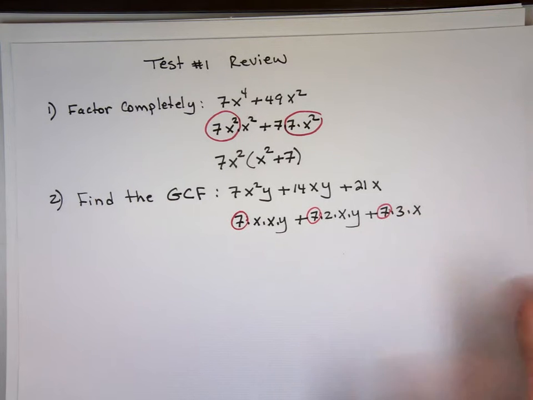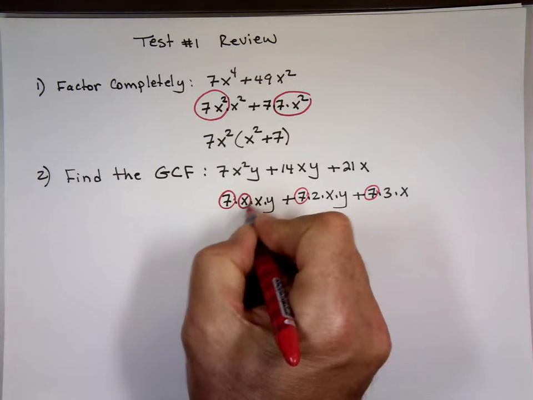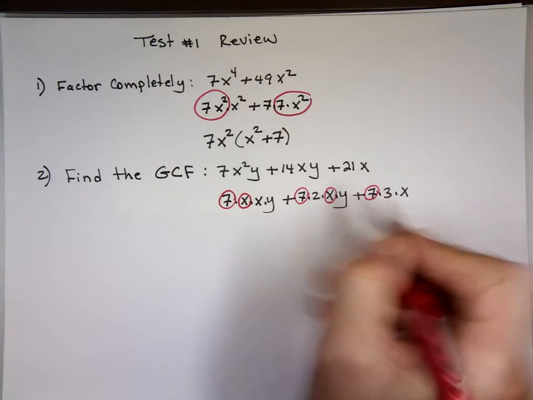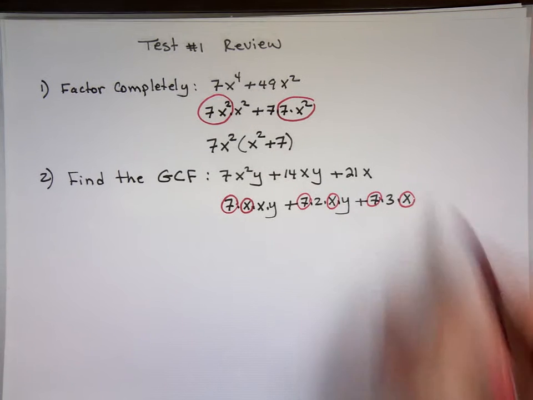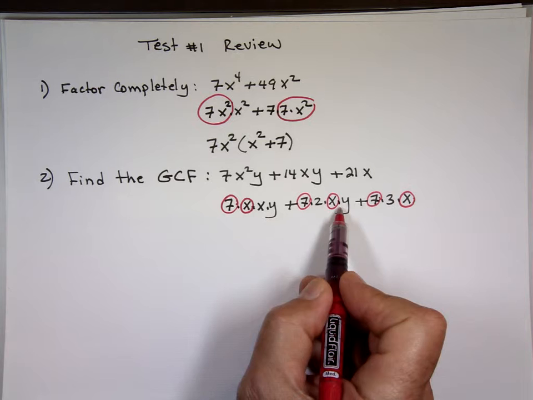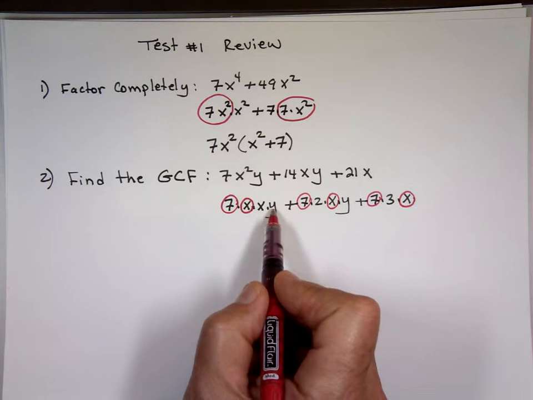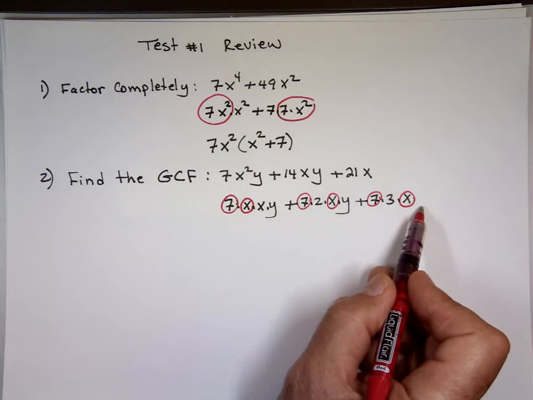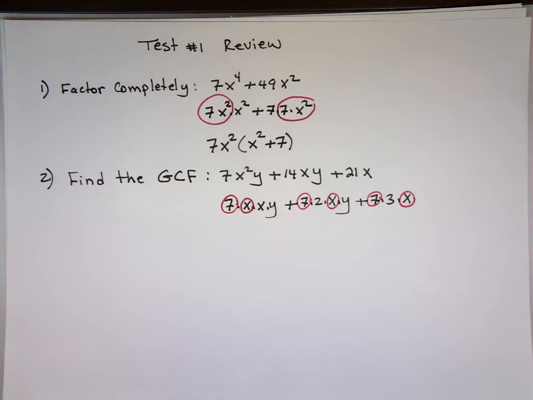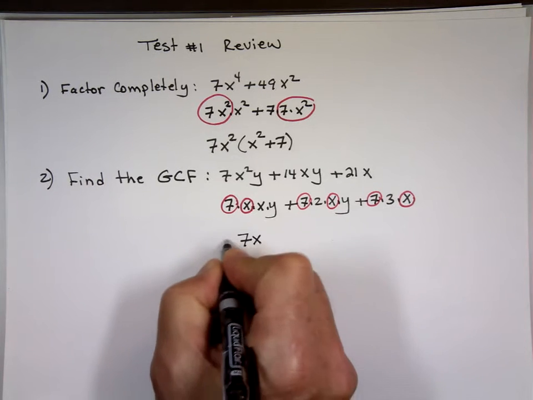Is that the only thing they share? No. What else do they have in common? It has to be the same thing. They all have one x in them in common. Can I take this x? No, because this doesn't have any more x's. This doesn't have any x's left. Can I take y? Well, this has y, this doesn't. So the greatest common factor of all three of them, the biggest thing they share, is 7x.